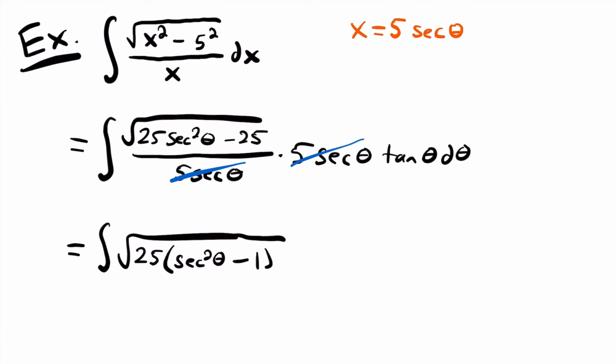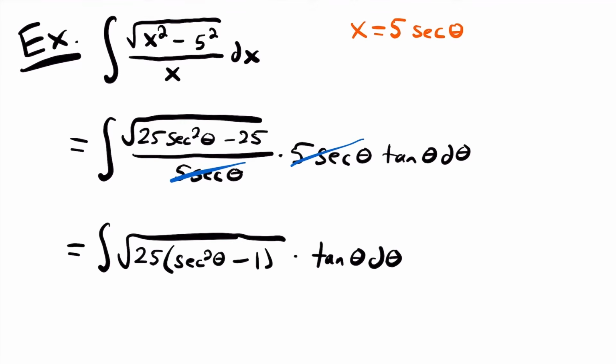And that will still be multiplied by tangent theta and d theta. So we have times tangent theta d theta. All right, now by pulling that 25 out of each of these terms, we have now revealed an expression that we can rewrite using one of our Pythagorean identities for trig functions. Secant squared theta minus 1 is equal to tangent squared theta.